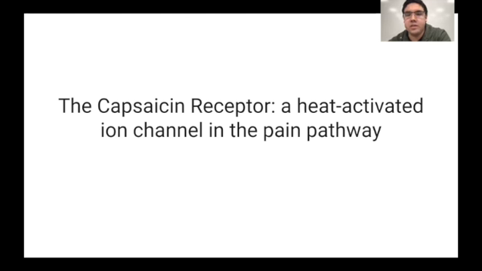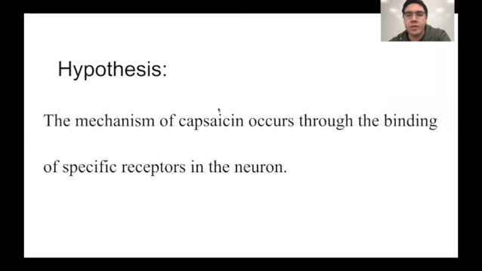The development and testing of capsazepine, a capsaicin antagonist, and the potent agonist resiniferatoxin, along with derivatives of these substances, has pointed to the activation of a specific receptor site to most likely be the mechanism of action occurring. Simply put, our hypothesis is that capsaicin's mechanism of action occurs through the binding on specific receptors in the neuron.